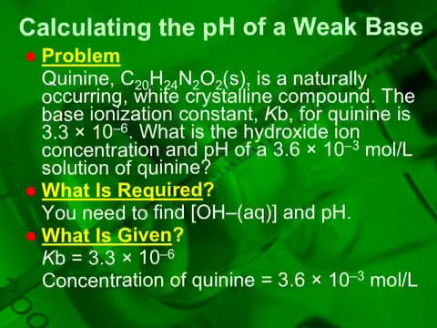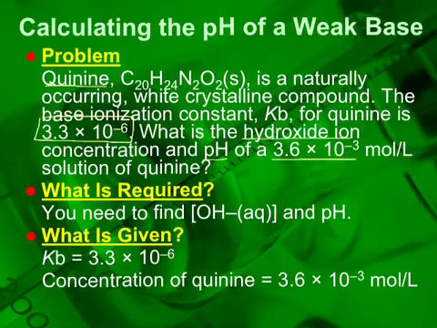Let's look at a specific example. Here we have quinine, a white crystalline compound. The base ionization constant, so Kb, is 3.3 times 10 to the minus 6. What is the hydroxide concentration and the pH of a 3.6 times 10 to the minus 3 mole per liter solution?